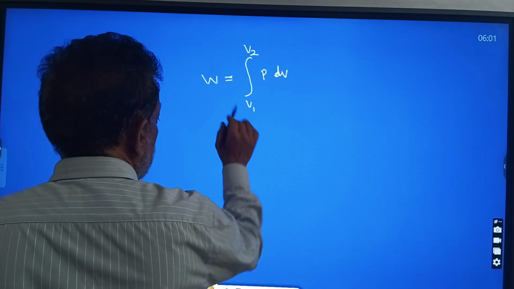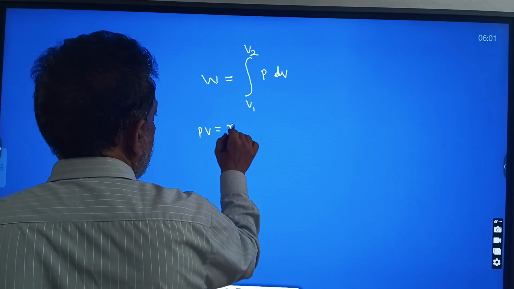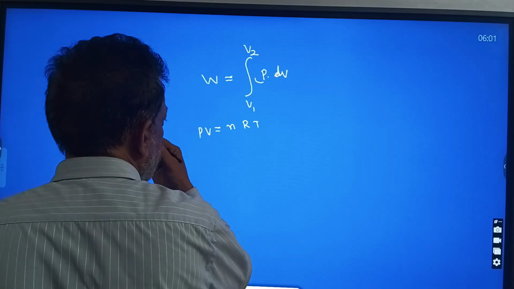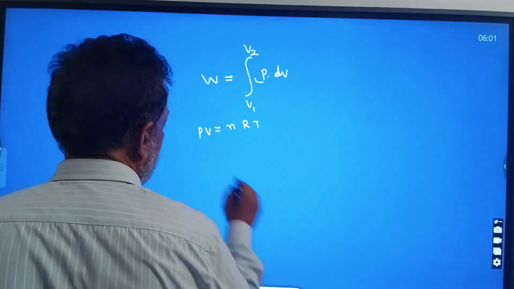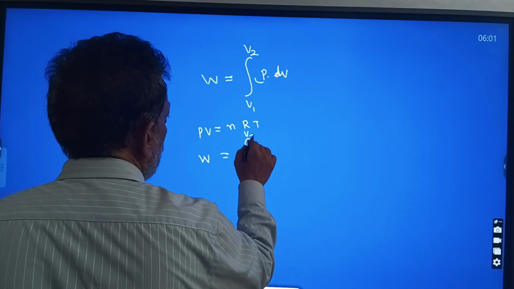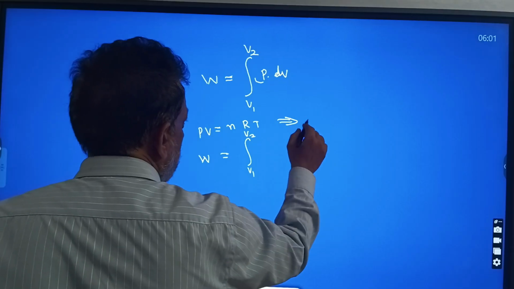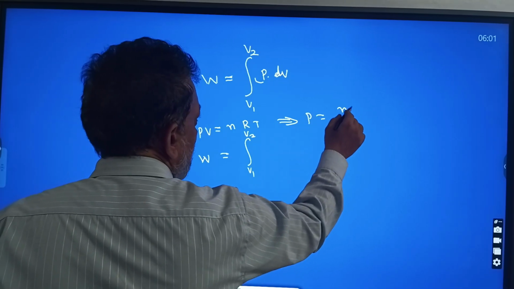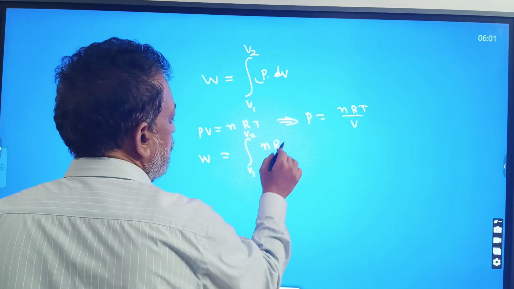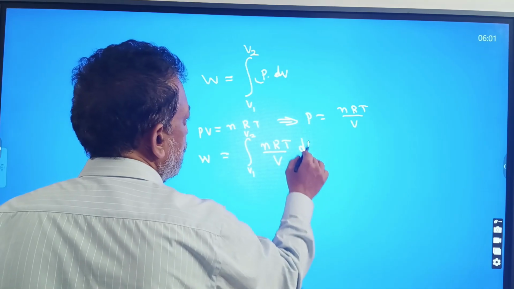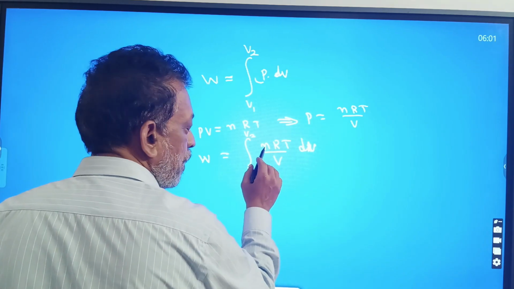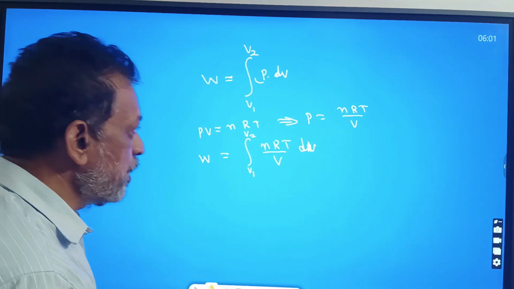But as we know, PV is equal to nRT. So I have to write this in terms of V, because only then is it possible to integrate it. So W is equal to the integral from V1 to V2. In place of P, I can write nRT by V dV. These are constants: number of moles, universal gas constant, and absolute temperature.